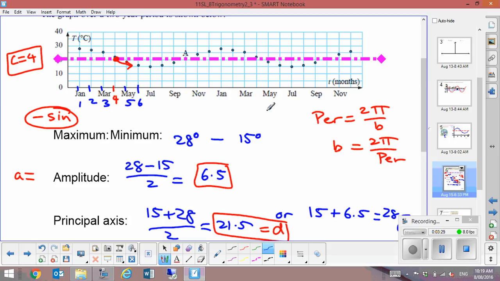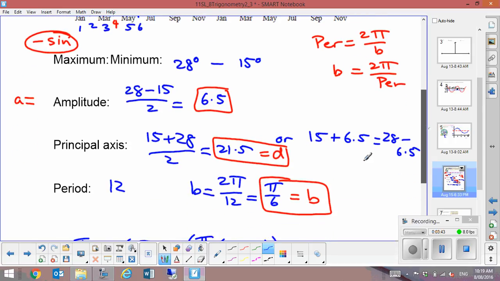The last thing we need is the B value, the period. If we're working in radians, then we're thinking 2 pi over the B value, or in other words, B is 2 pi over the period. And our period is 12. So therefore our B value becomes pi on 6.